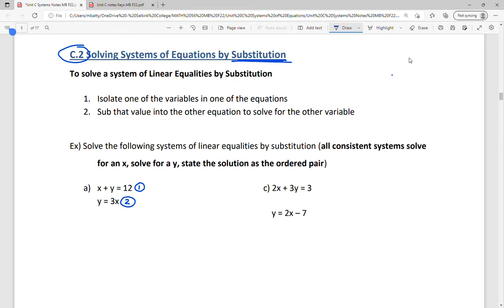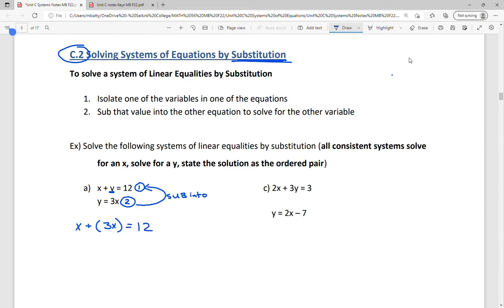In order to do that, we have to have one of the equations solved for just one of the variables. So you'll see in this first example, this second equation is solved for y. And so what we're going to do with that is take that and sub into our first equation. So every time I see a y, I'm going to sub in this 3x. So if I rewrite that, I'd have x plus 3x, because that's what y is equal to, equals 12.